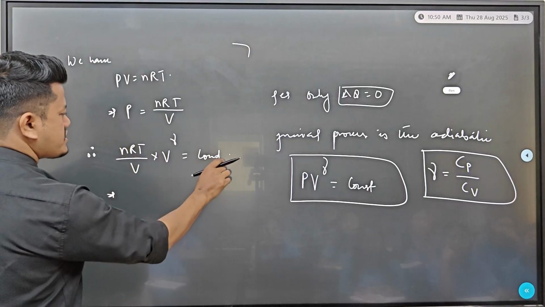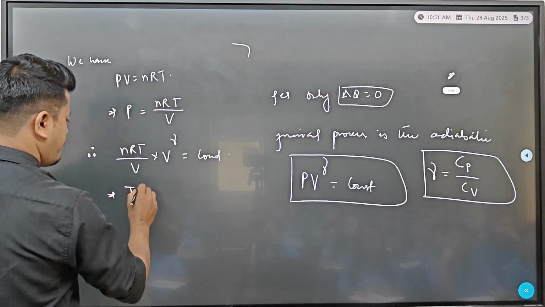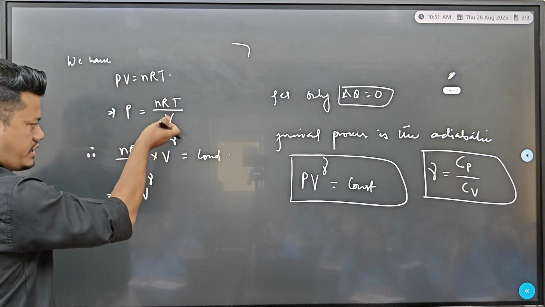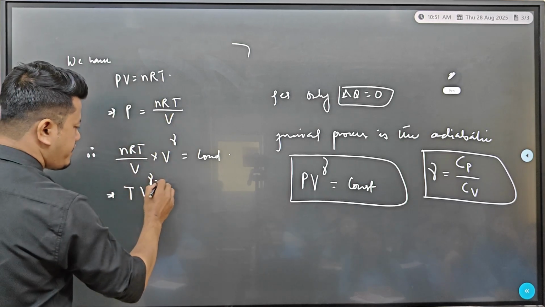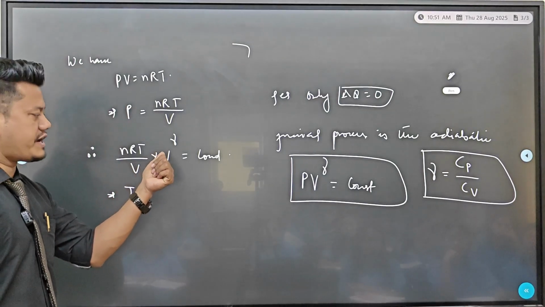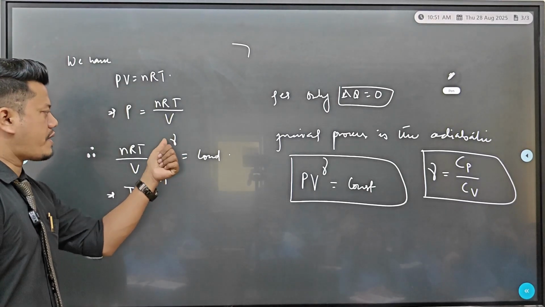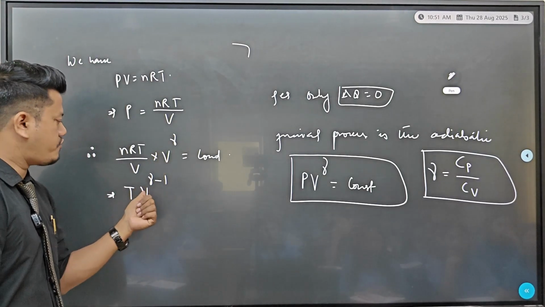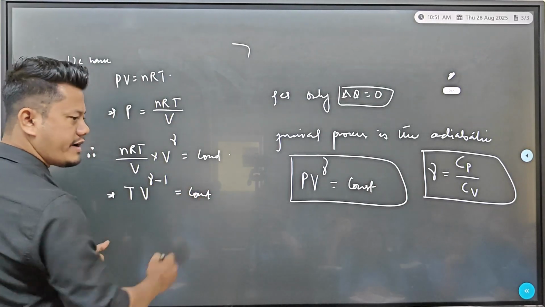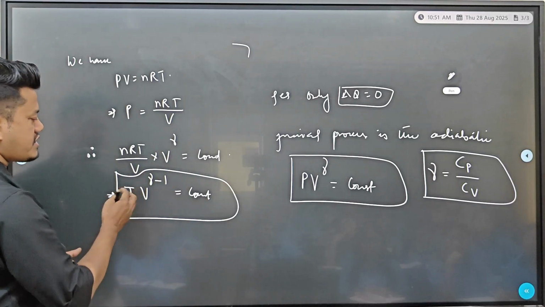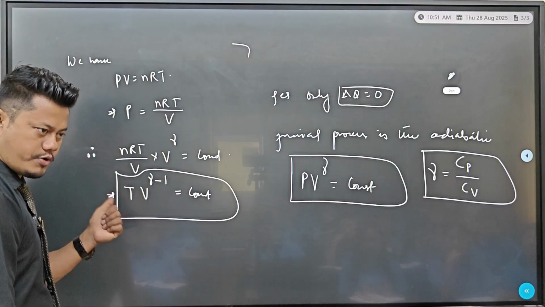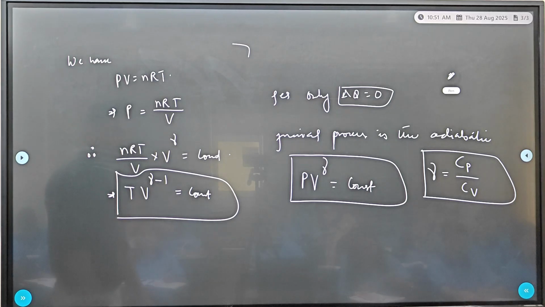If I send this nR towards the right hand side, then I can write here T, V to the power gamma. If I take this V in the numerator part, can I write here V to the power gamma minus 1? Because if I take this V up, I can write V to the power minus 1. V to the power gamma into V to the power minus 1 will give you V to the power gamma minus 1. Yes or no? It can be written as constant. Is that clear? This is also one of the expressions, in terms of temperature and volume. I hope you understood. Please note it down.